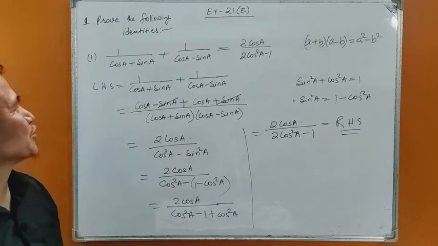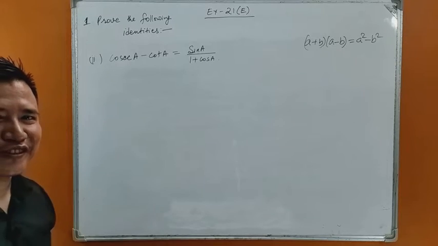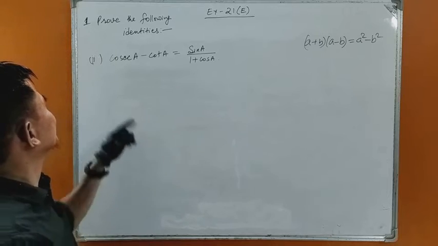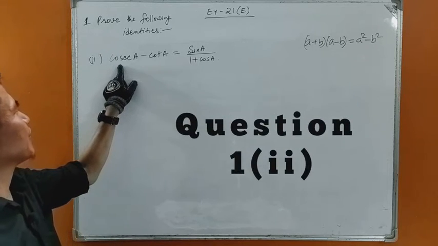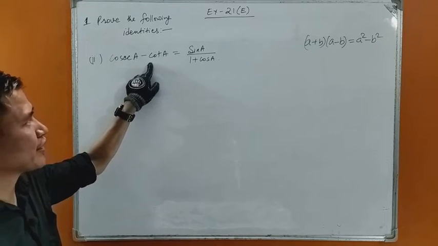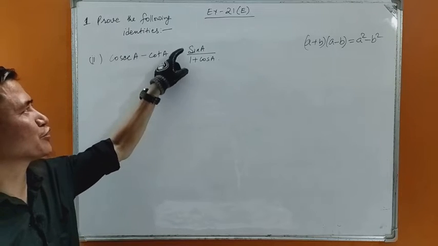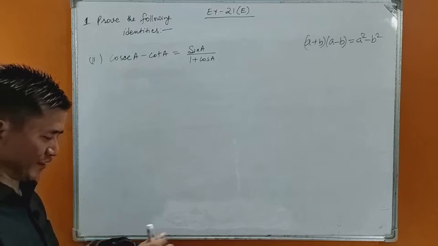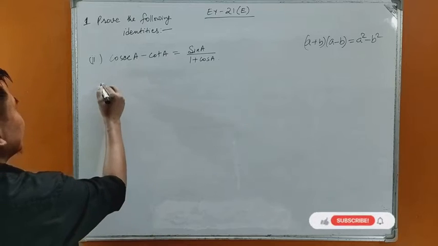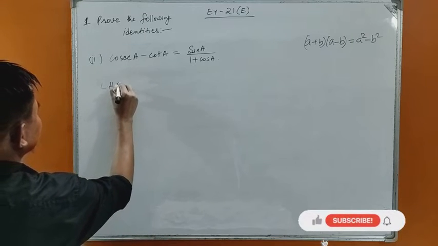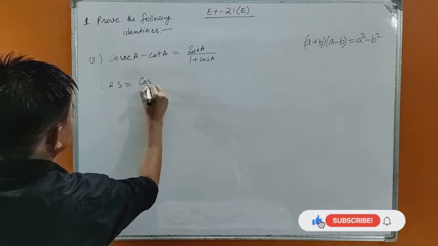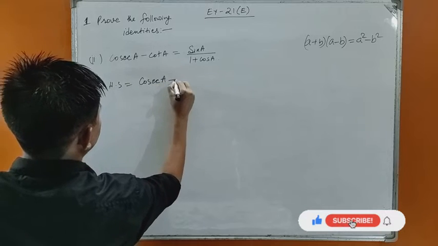Now let us do question number 2 of 1, okay? We have cosec A minus cot A on the left hand side, and we are asked to prove this equals sin A upon 1 plus cos A, isn't it? So let's do this. Left hand side equals cosec A minus cot A.